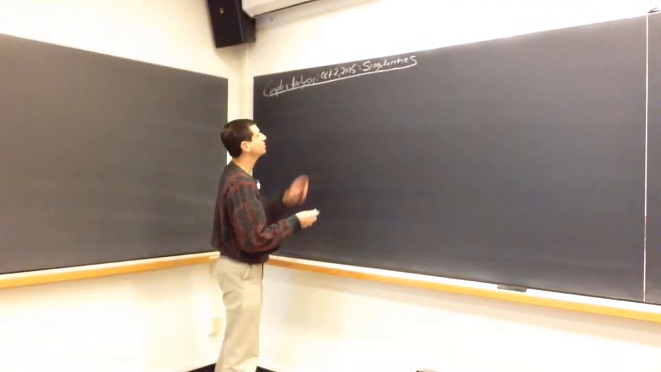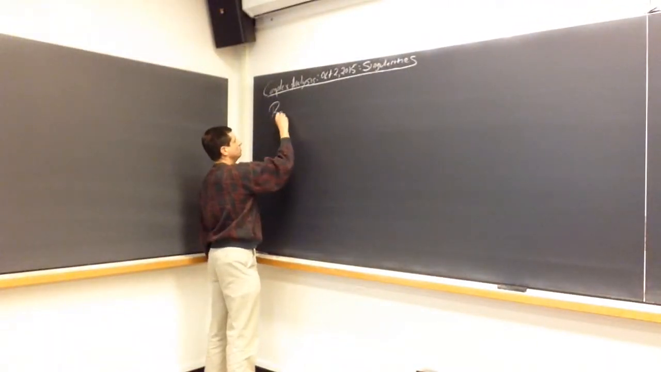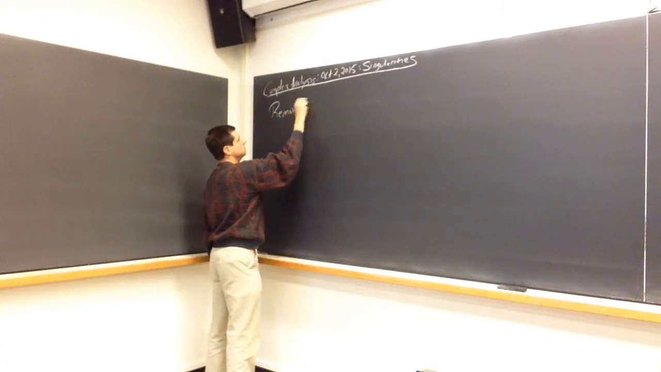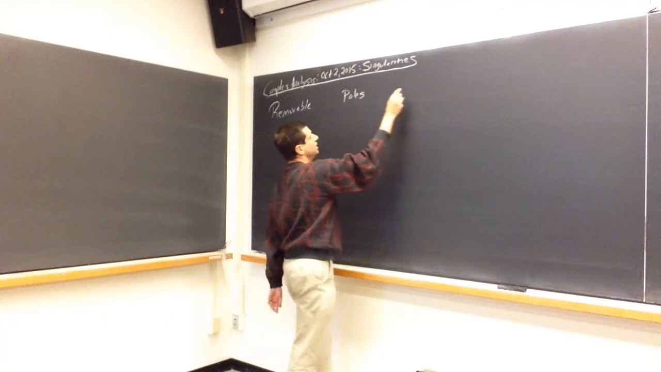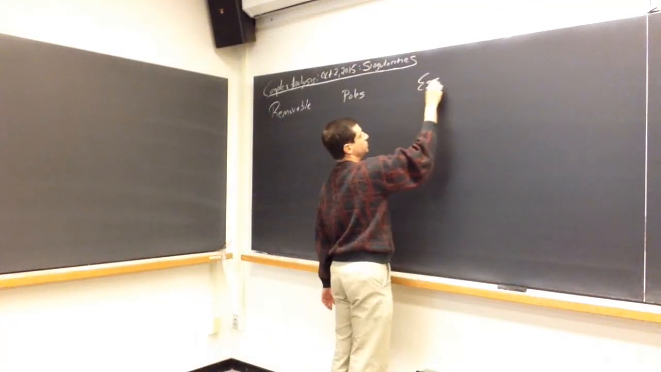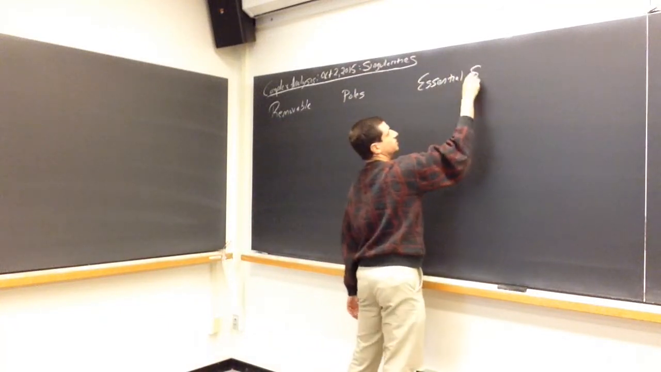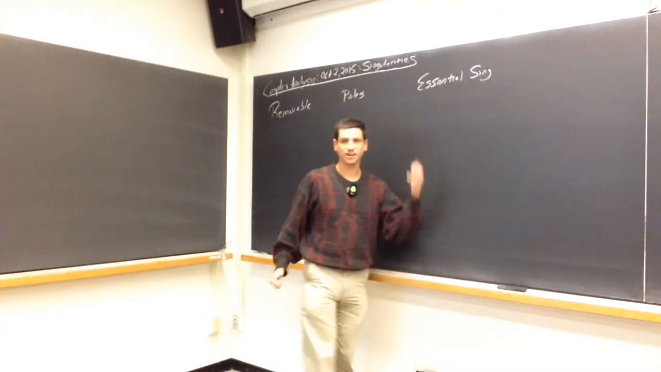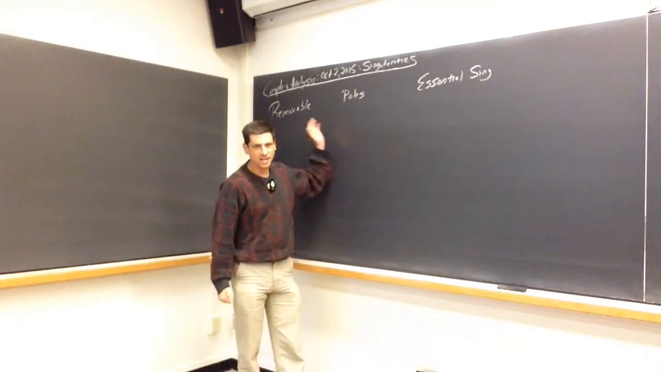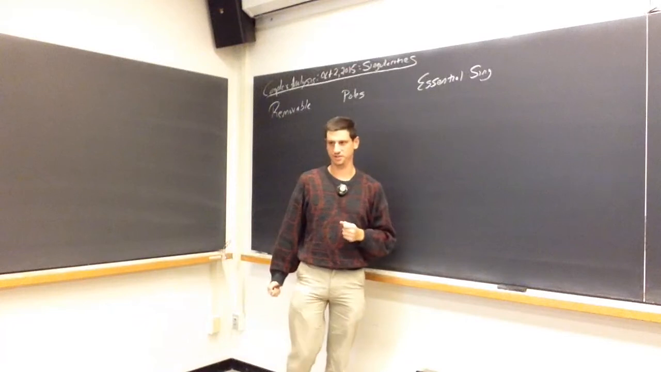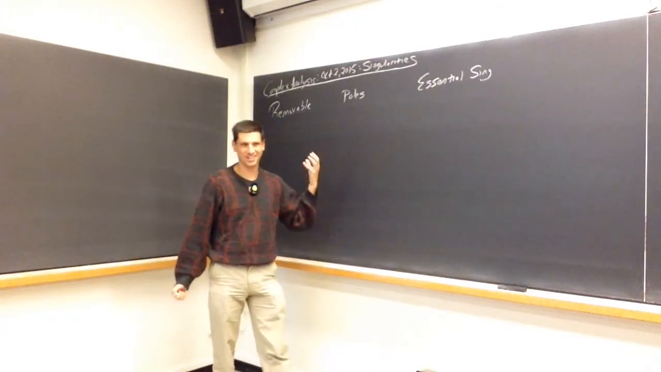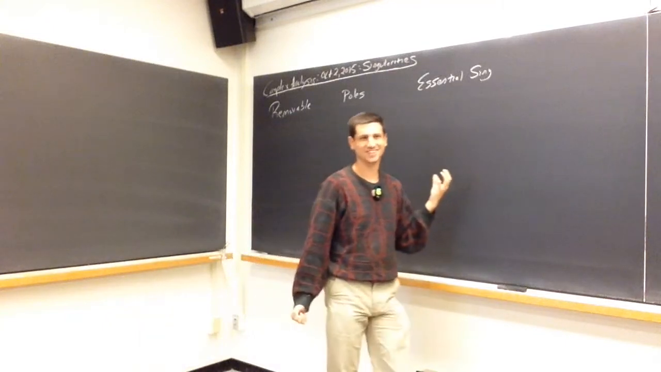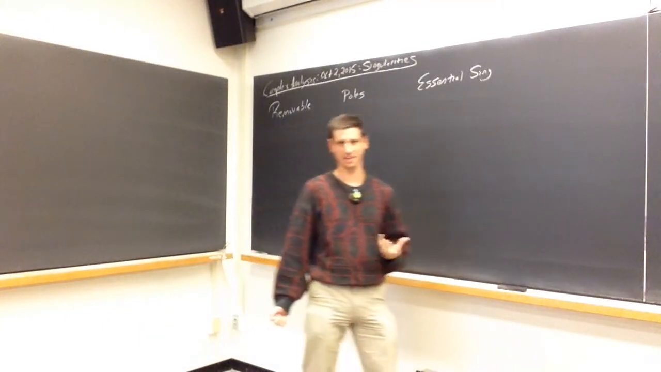So there are three types of singularities. There are removable, there are poles, and then there are the essential singularities. And the essential singularities are everything else. The list is in order of severity. So when you hear the word removable singularity, the definition is apparent, right? It's a singularity that's not really there.